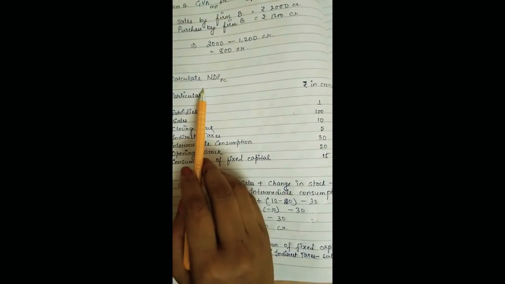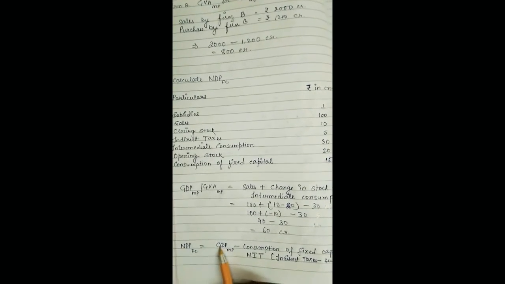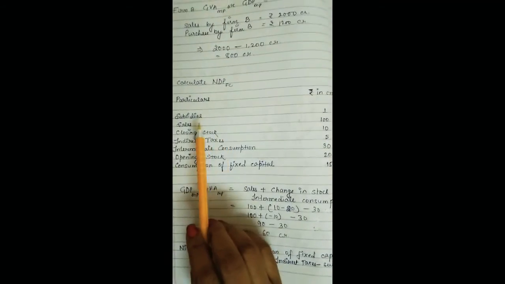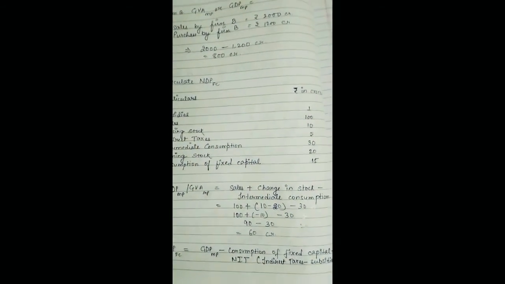Now we have to calculate NDPFC. Let's move in sequence. From GDP MP, from gross you have to go to net. In order to calculate net from gross, we know we have to minus depreciation, and depreciation is what? Consumption of fixed capital. In other words, depreciation is known as consumption of fixed capital. Then from MP you have to calculate FC, that is minus NIT. So GDP MP minus consumption of fixed capital minus NIT. NIT is not directly given here, you will not find net indirect tax. So net indirect tax can be calculated: indirect taxes minus subsidies. Indirect taxes is given 5 and subsidy is given 1. That means NIT is 4.